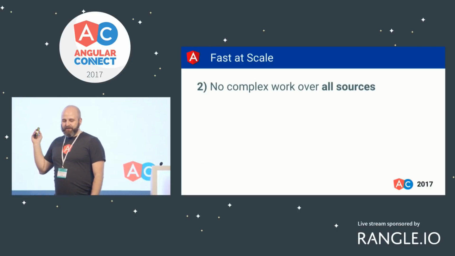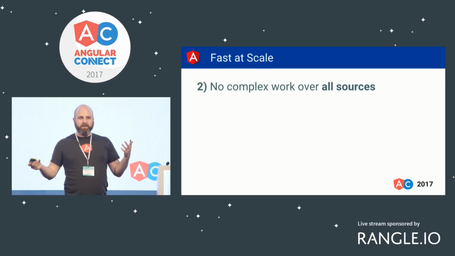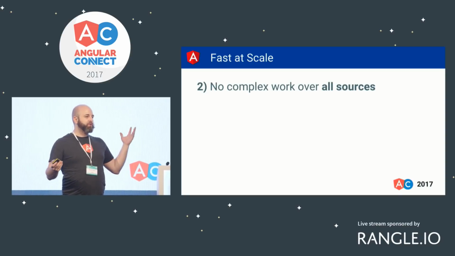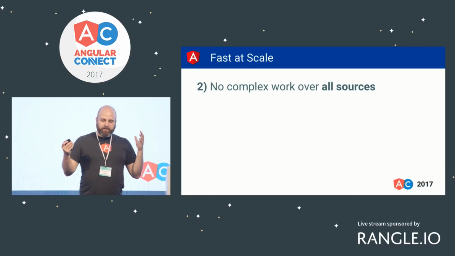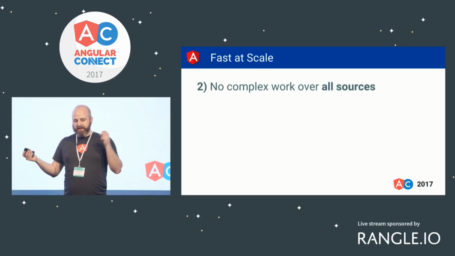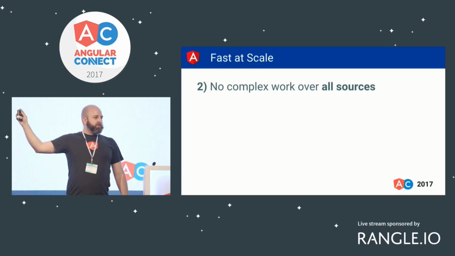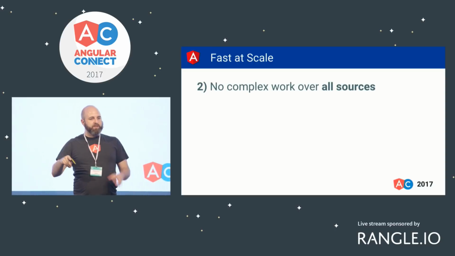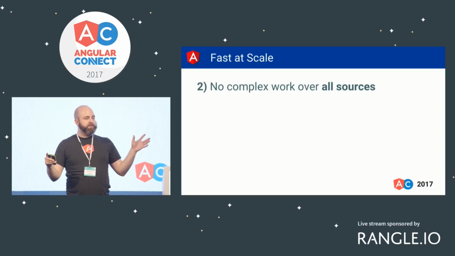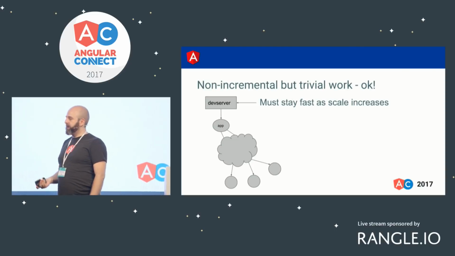All right, number 2, no complex work over all the sources. So TypeScript and NGC can work incrementally. Our build process usually is more complicated than that. We have more tooling than that, right? We have CSS preprocessors, we have minification tools. The real world is more complicated than just these 2 tools. So you're probably going to do some work over all the sources. And my only advice is don't do the complex work, right? So when you do some work over the whole project, be very cognizant of that, measure it, and don't do anything complicated there.